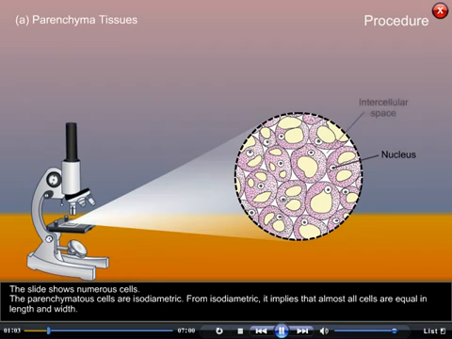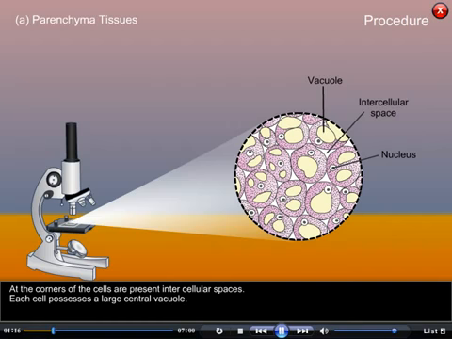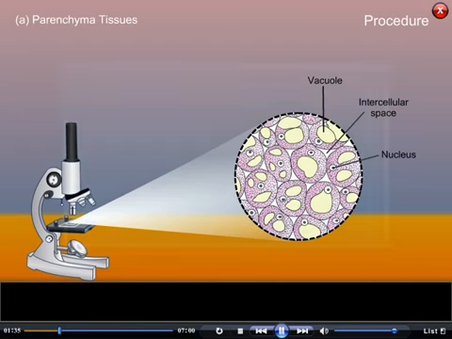The slide shows numerous cells. The parenchymatous cells are isodiametric. From isodiametric, it implies that almost all cells are equal in length and width. At the corners of the cells are present intercellular spaces. Each cell possesses a large central vacuole. Each cell has peripheral cytoplasm with a prominent nucleus. Each cell has a thin cell wall.